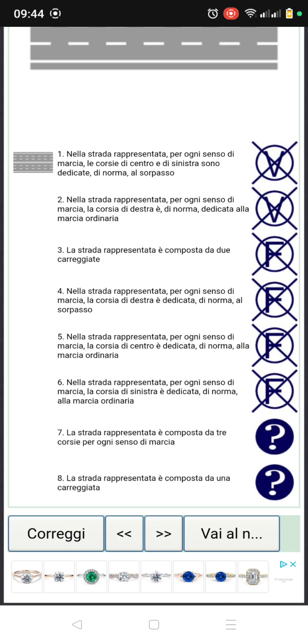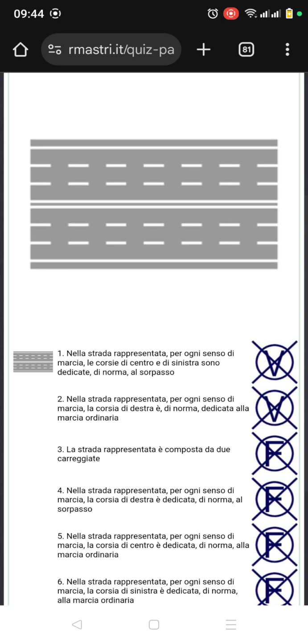So number 7, la strada rappresentato. So this very road è composta da 3 corsie. It's composed of 3 lanes per ogni senso di marcia. So it's very, very true. La strada rappresentato è composta da 3 corsie per ogni senso di marcia. Yes. So what they are trying to say is this very road now is composed of 3 lanes for every directional travel. Yes.